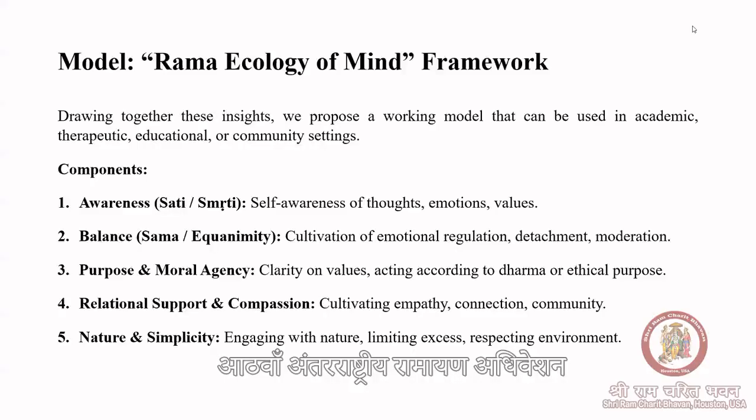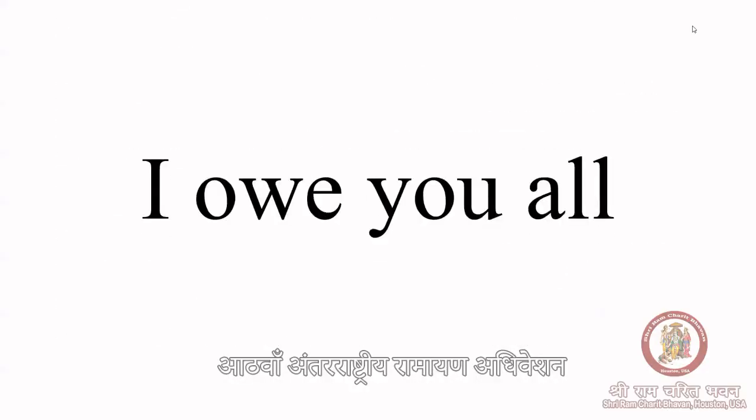Then we go for equanimity, by cultivating emotional regulation, detachment, and moderation. Then we have to have clarity in our purposes, clarity of our values, acting according to our dharma and ethical purposes. Then relational support and compassion, by cultivating empathy, connections, and community. And last but not the least is nature and simplicity, meaning engaging with nature, limiting excess, and respecting the environment. So I believe I respected the time.